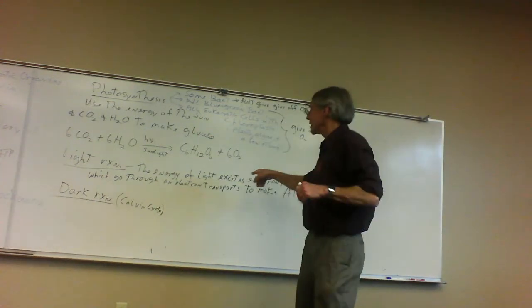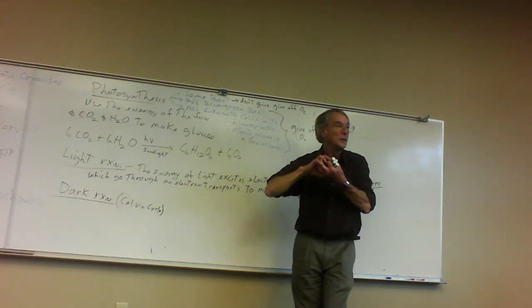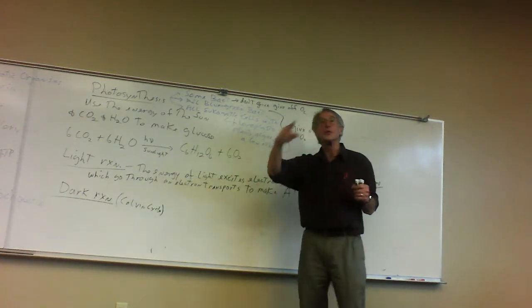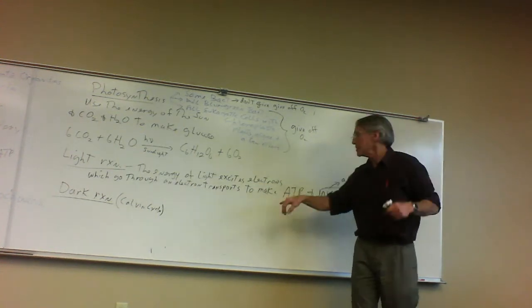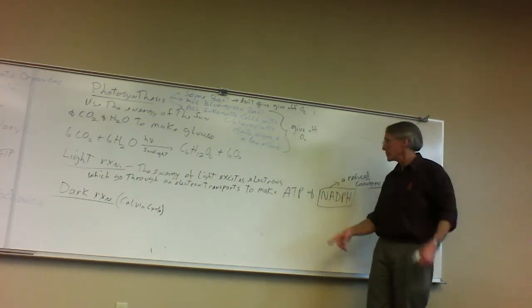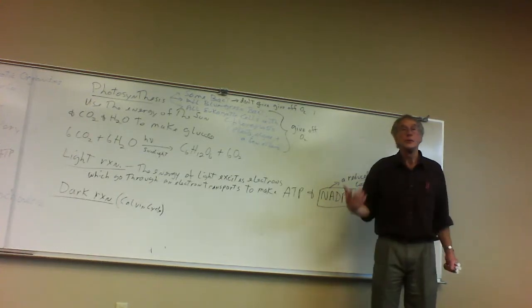So when the electrons get excited, they're picked up by a carrier. But they're high energy, so they can go through this transport system. And as the energy gets lower, some of that energy is trapped by making ATP. Okay, that's good. And some of it's trapped by making this reduced coenzyme.